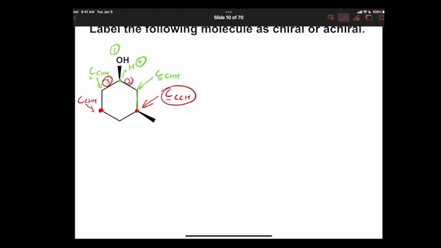R or S? Number 1, hydrogen is already to the back. 1, 2, 3. If you put your hand on number 1 and turn to number 2, it's like making a right-handed turn. This is an R center up top here. So we at least have 1 asymmetric center. Let's do the other one.